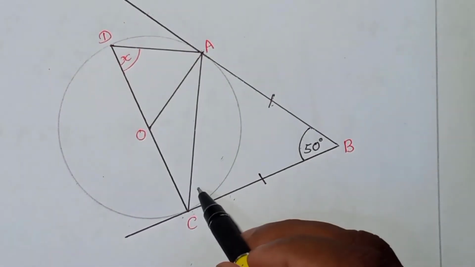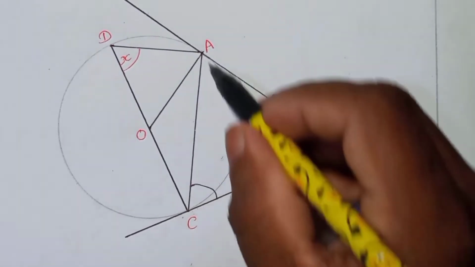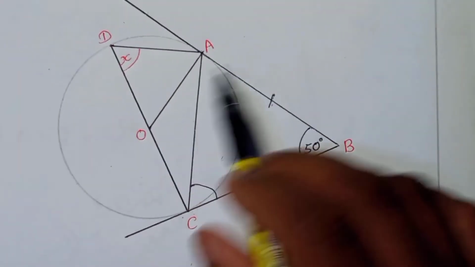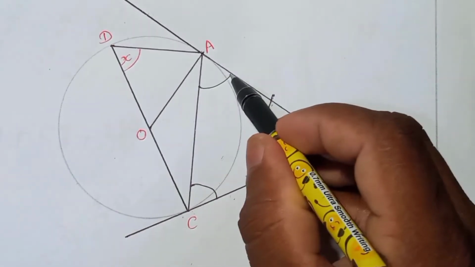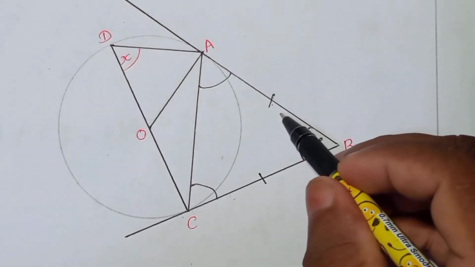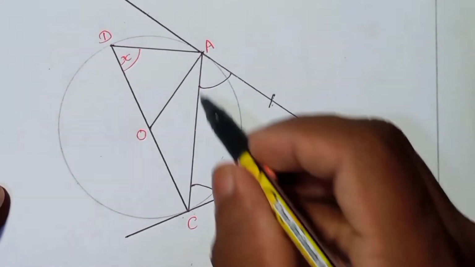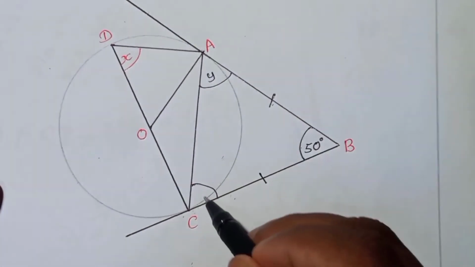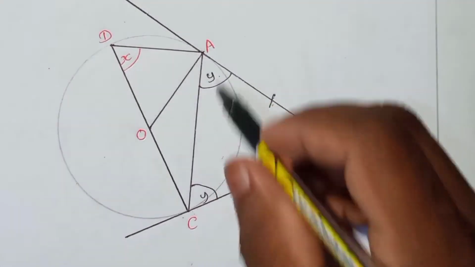If these two are equal, that means this angle also. That means this side's opposite angle. When I consider triangle ABC, this angle must be equal to this angle. In an isosceles triangle, equal two sides, opposite angles are also equal. So if I use a different letter like y here, then here also y. Now you can find this y value.